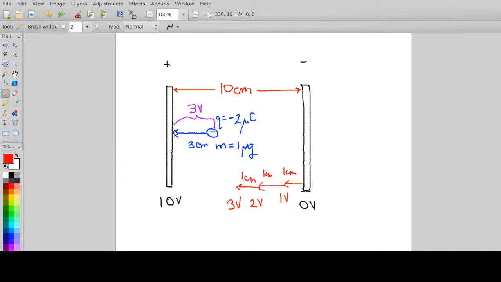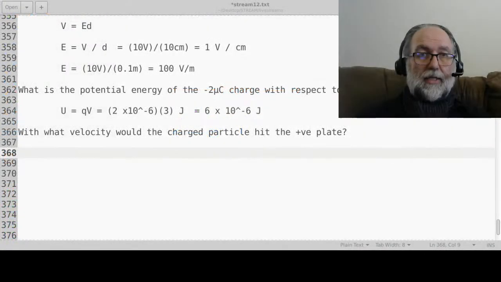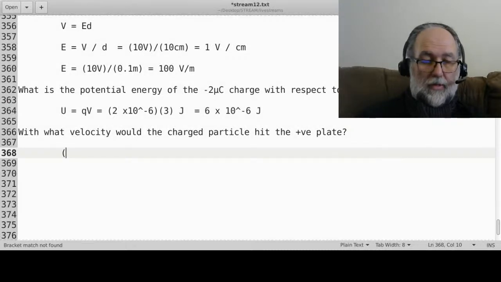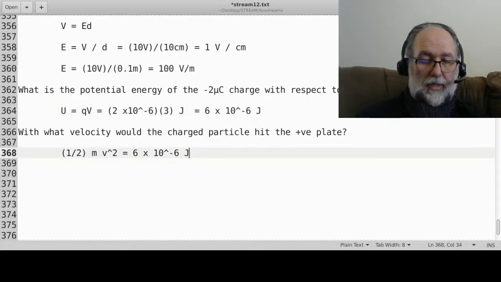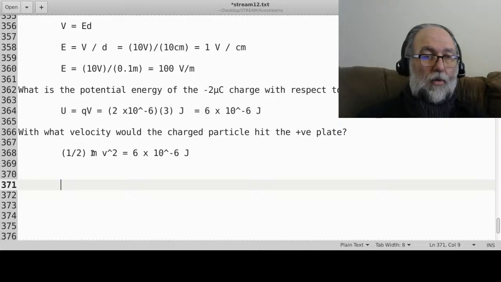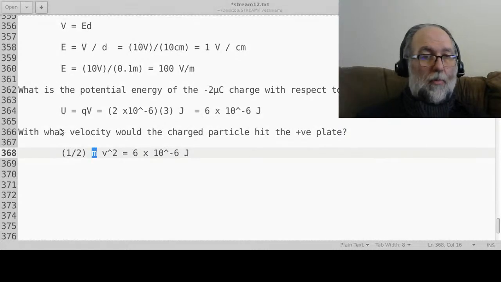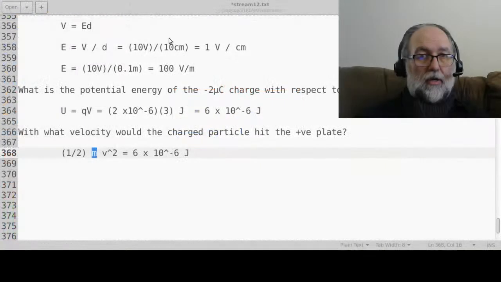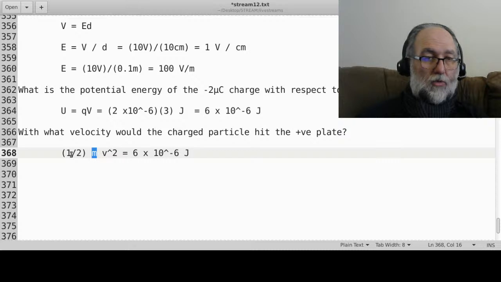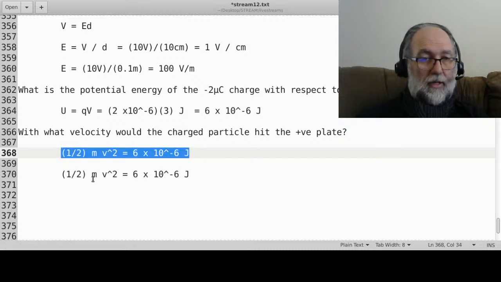By the time it hits the plate, all that potential energy converts to kinetic energy, and so we can say that 1/2 mv squared will equal the potential energy. Okay, because all of that energy is going to be converted to kinetic. Now M, I told you what M is. If we go back to the diagram, I said that M was 1 microgram. So M over here is 1 microgram.